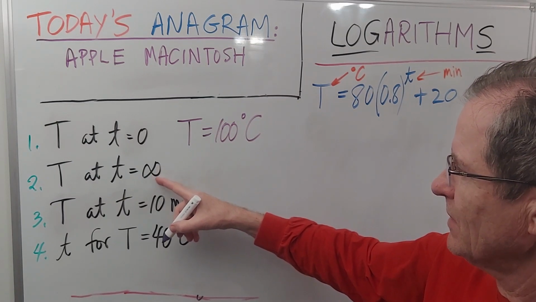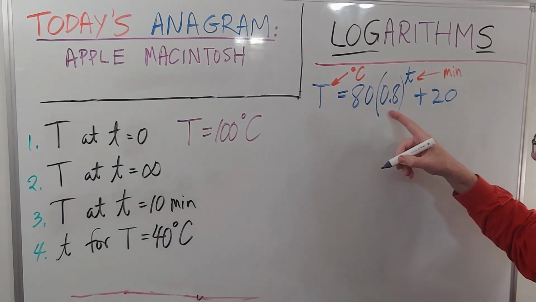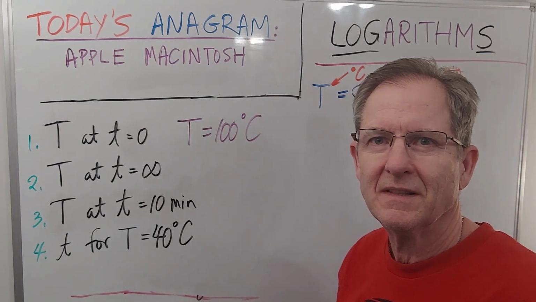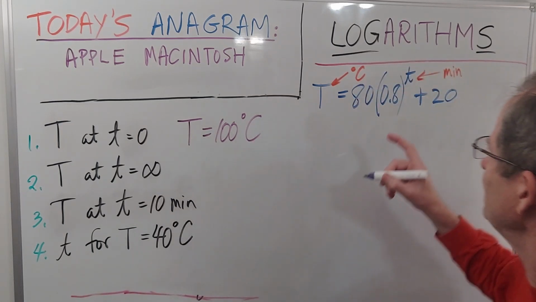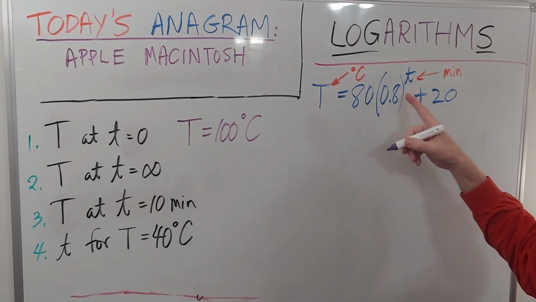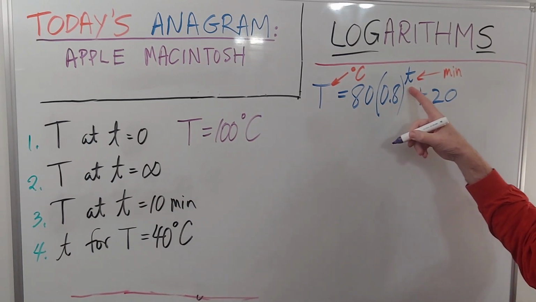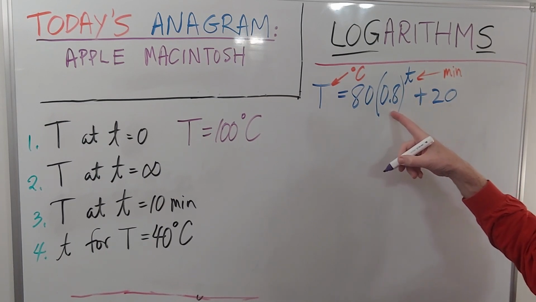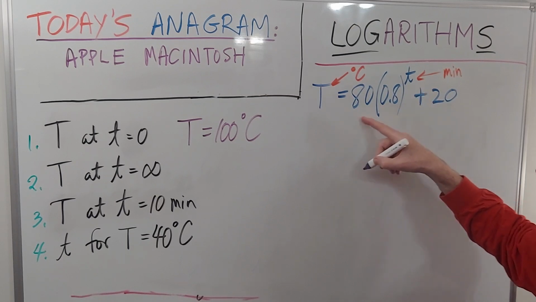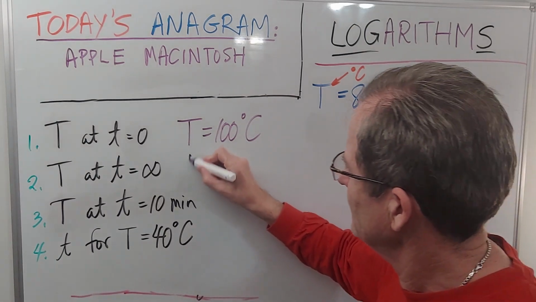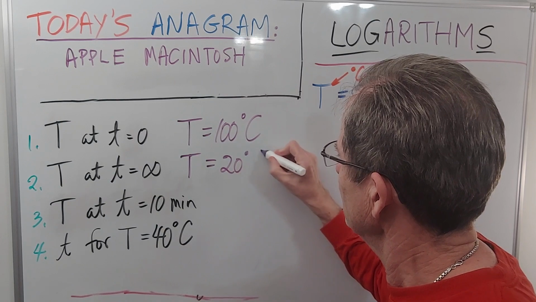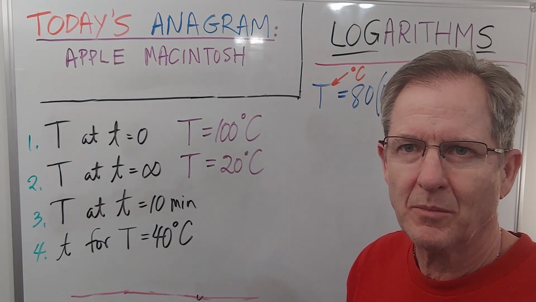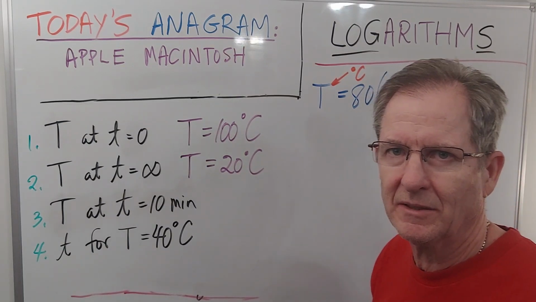If you wait long enough, then 0.8 to the infinity becomes what value? Yes, 0, because 0.8 squared is 0.64, which is smaller than 0.8. Every time you raise it to another integer or any number, it's going to become even smaller. So this becomes 0. 80 times 0 plus 20 is 20 degrees. So that's room temperature, which is what you expect the cup of boiling water to cool down to eventually.